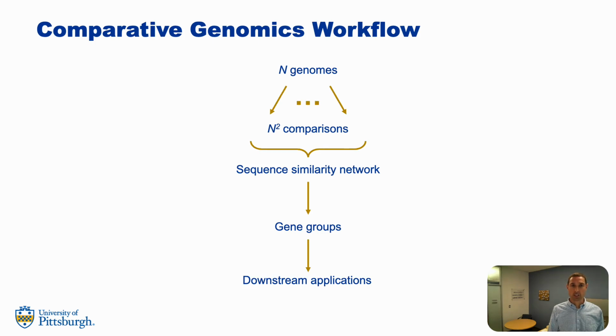When we do comparative genomics, we usually start off with N genomes and then we do pairwise comparisons between them, resulting in N squared comparisons that we then put into some sort of sequence similarity network, resulting in gene groups that can be used in downstream applications.